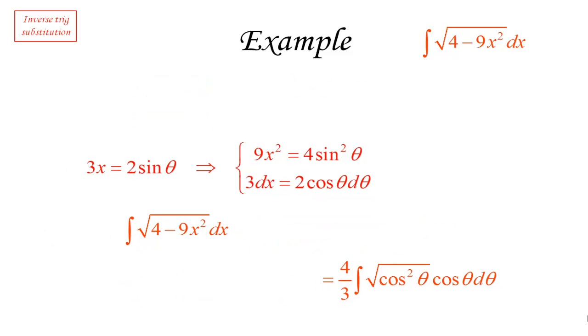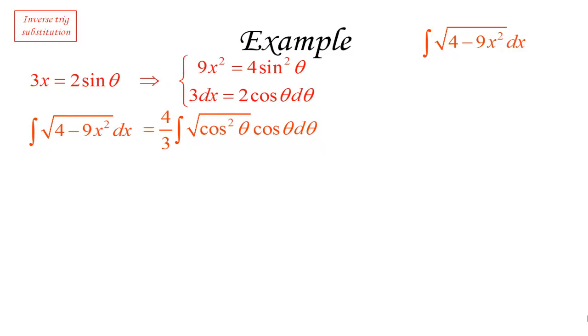Running out of room, let's clean the page. Alright, so this is where we're at. So here is where the simplifying step comes in. The square root of cosine squared theta is just cosine theta, multiplied by the other cosine theta that came from the differential. We end up with cosine squared of theta d theta. How do we integrate this one? Well, this is a trig integral.